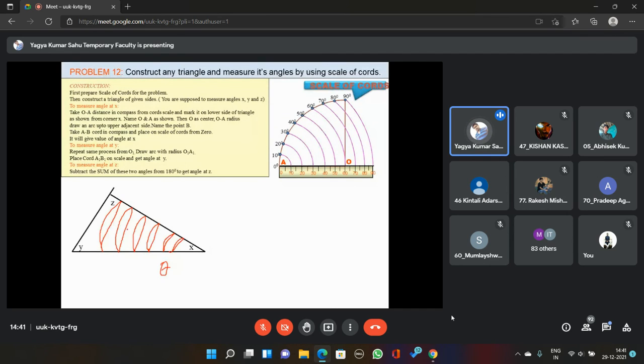Can we use any of the chord lengths from this? No, sir. Yes, sir. Who is saying yes? No, sir. Explain. If you are saying yes, how can you use it? Which one is preferable? Which one should we take?